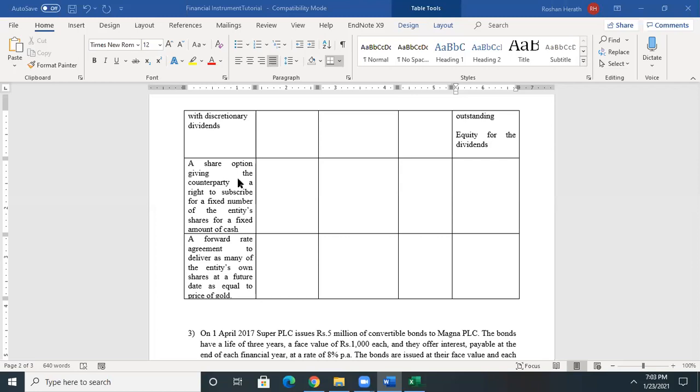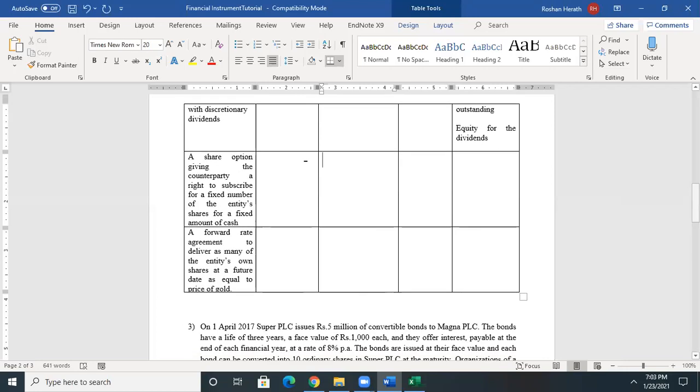Right. So we'll see that a share option giving the counterparty a right to subscribe. So there is no obligation. So this is not applicable. So if you take the obligation for dividend, that is also not applicable. It's a share option. So therefore, this is something which would be exercised in the future, right? Hence, it gives a right to subscribe a fixed number of shares of the entity for a fixed price. So if it is fixed for fixed, yes, that is equity.